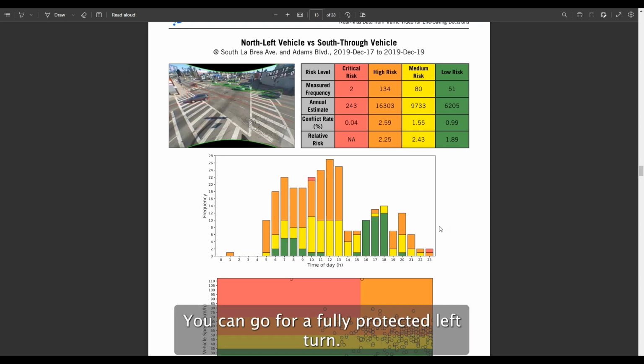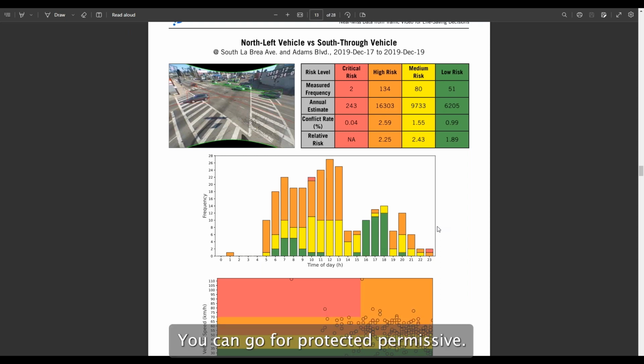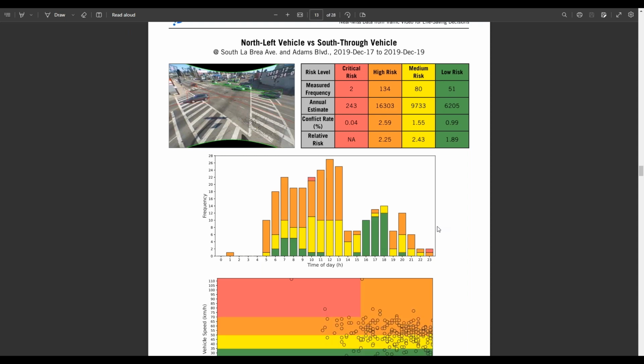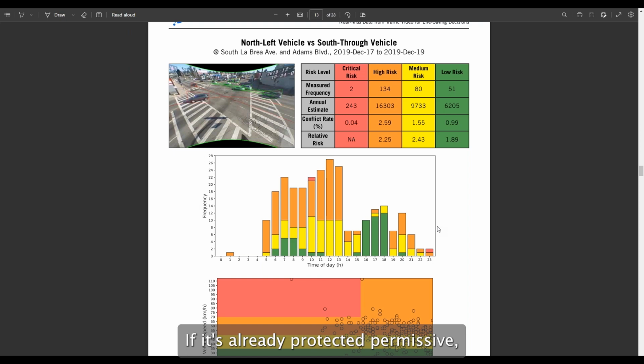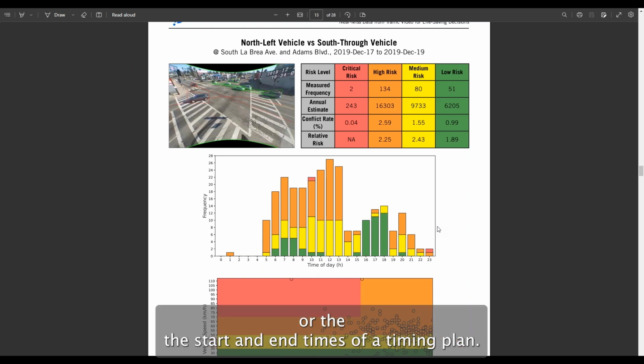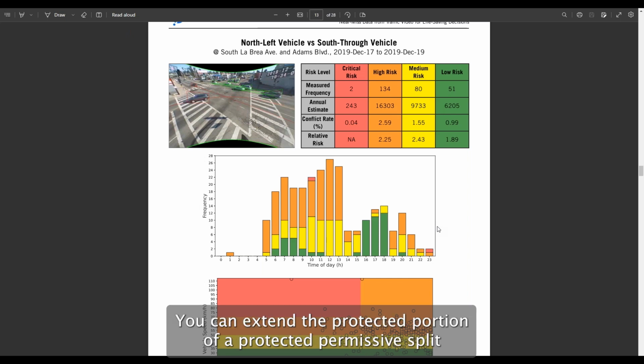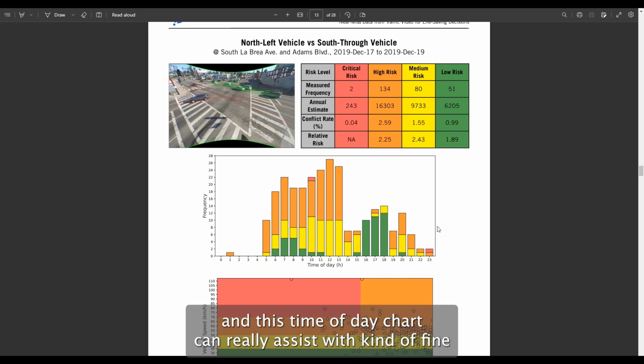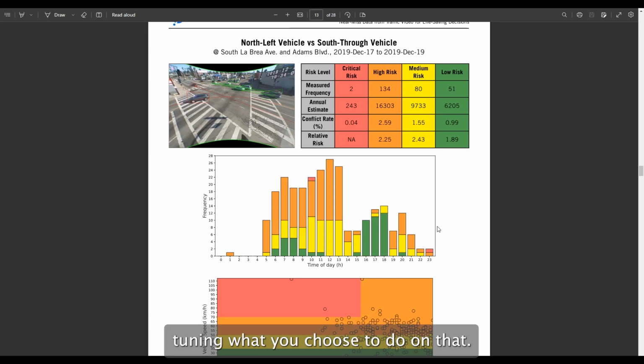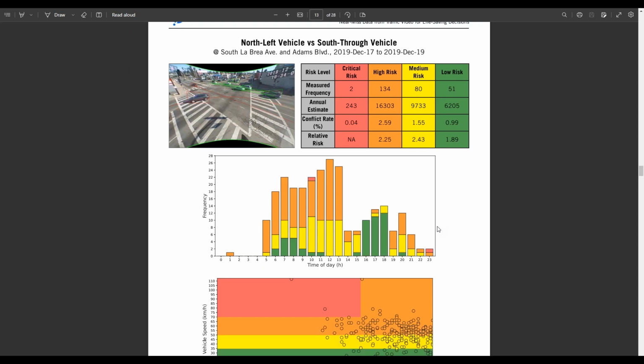You can go for a fully protected left turn. You can go for protected permissive. If it's already protected permissive, you can modify the timing plan or the start and end times of a timing plan. You can extend the protected portion of a protected permissive split, and this time of day chart can really assist with fine tuning what you choose to do on that.